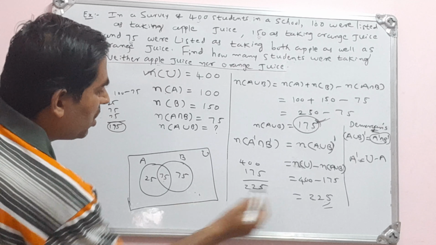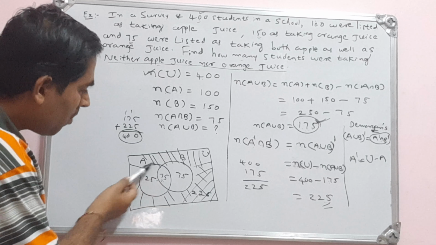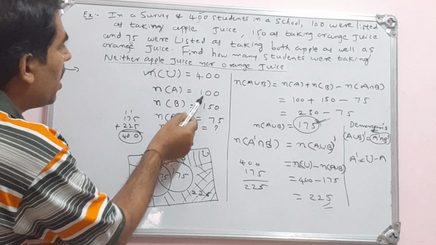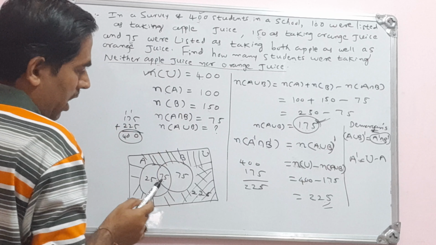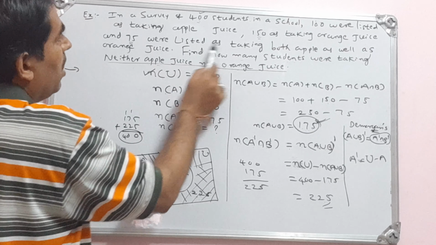So in a survey of 400 students, 75 were listed as taking both. Then n of A, 100, were listed as taking apple juice. This 75 plus 75, that is 150, were listed as taking orange juice. As already said, 75 were listed as taking both. Find how many students were taking neither apple juice nor orange juice. This 225 represents n of A dash intersection B dash. This is a problem for 3 marks.